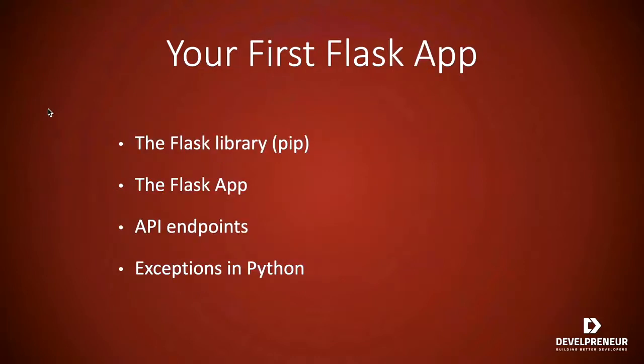So we're going to do our first Flask app. The Flask library is loaded through pip. We've talked about that before. That is the Python installation tool, much like Ruby, where they pull in gems, or Java if you're using Maven or Groovy or something like that. We're going to create a little Flask app, look at some API endpoints, and then talk a little bit about exceptions in Python, because that's going to allow our app to be a little more useful.